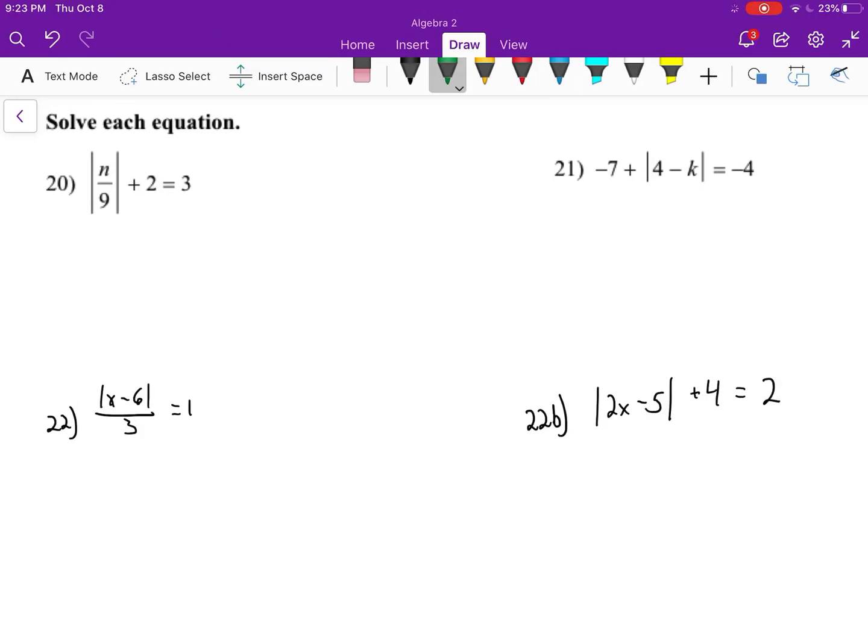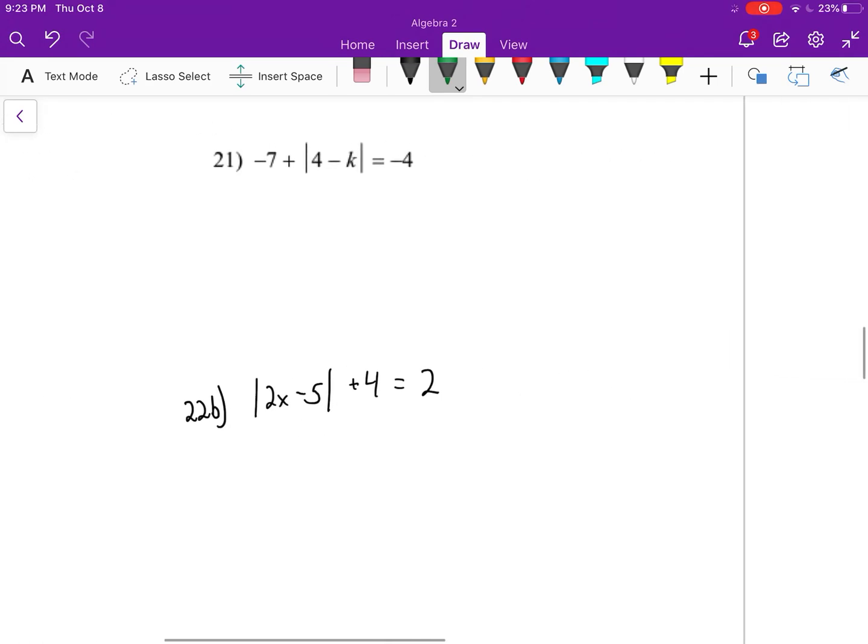As we continue through this Chapter 1 review, we get to absolute value equations. And when we solve absolute value equations, we talk through what we want to do. We want to isolate the absolute value. So you should know these things as you walk through. Isolate the absolute value. That means get the part with the absolute value by itself.